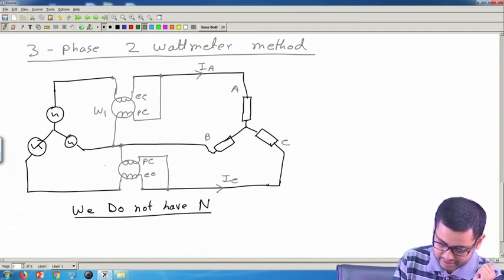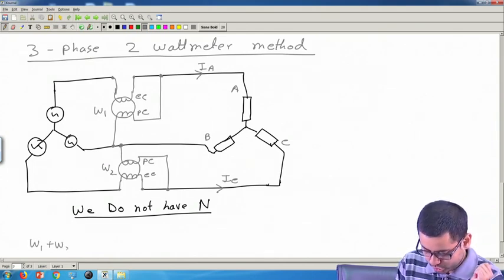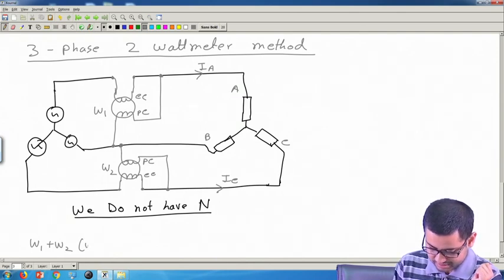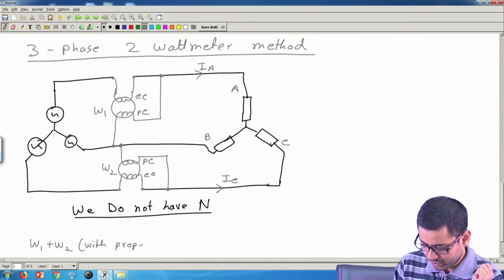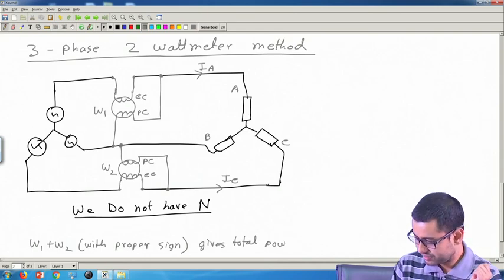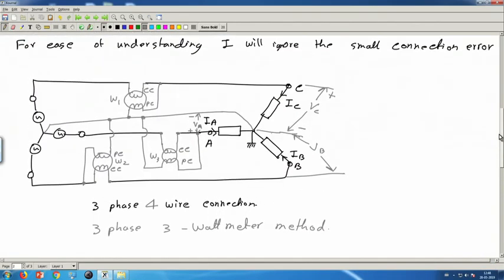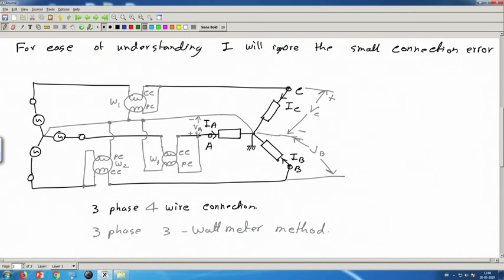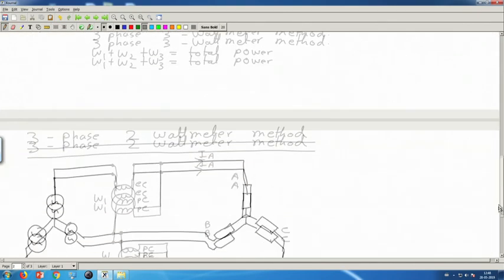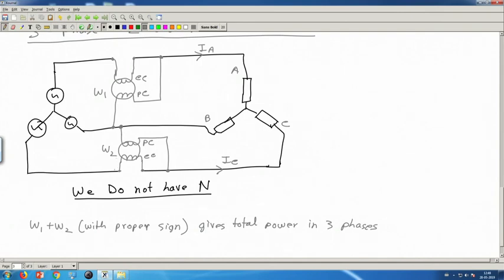So now if I call this W1 and this W2, then W1 plus W2 with proper sign, okay, their reading can be negative, gives total power in three phases. Previously in the 3 wattmeter method, to get the total power, we needed W1 plus W2 plus W3. Now in this new circuit, W1 plus W2 will give the total power. How? Is it not surprising?